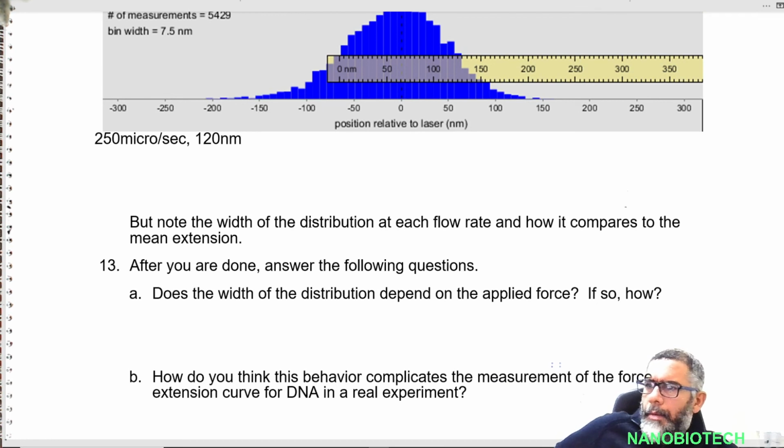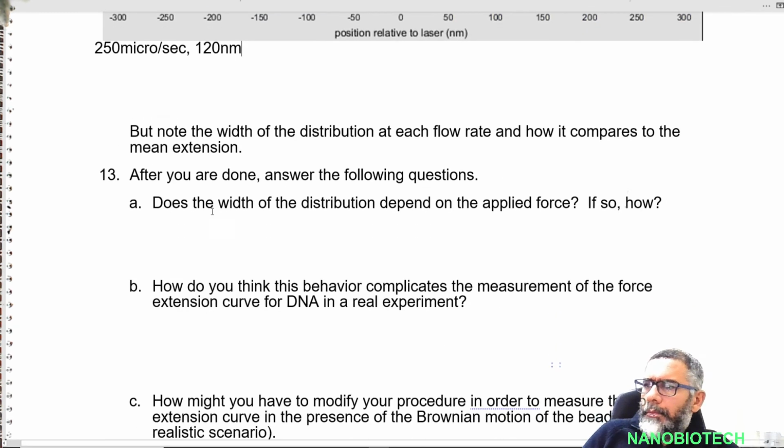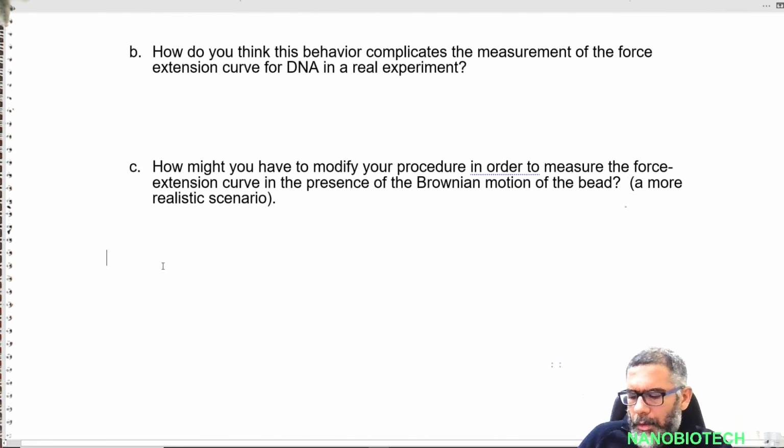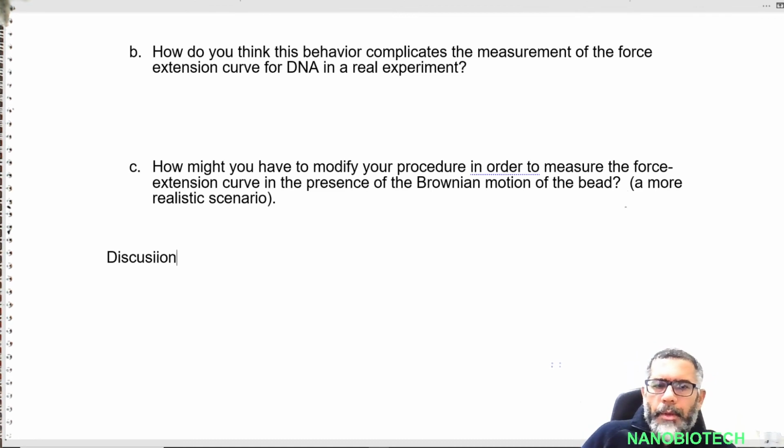Then you will finish the homework after you answer these questions. At the end you can put the discussion. In your discussion, type your thoughts on what you have done in this homework, on this activity, and what you have learned. Try to discuss your results and your observations, etc. And then you will finish your homework.